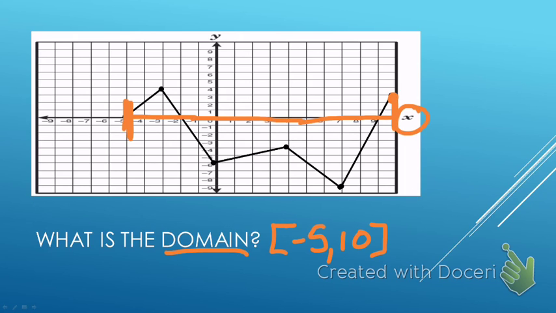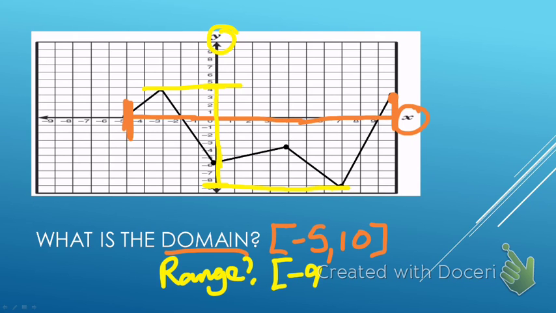Okay, now range is very similar to domain. Just this time we're looking at our y-axis. So I'm going to look for how low does our graph go. When I look at this, I can see that the lowest point is over here at -9. And then we're going to see that the graph is going up and going up until I reach the highest point, which is here at 4. Okay, the whole graph is in between those two yellow lines. So our range would be from -9 to +4.